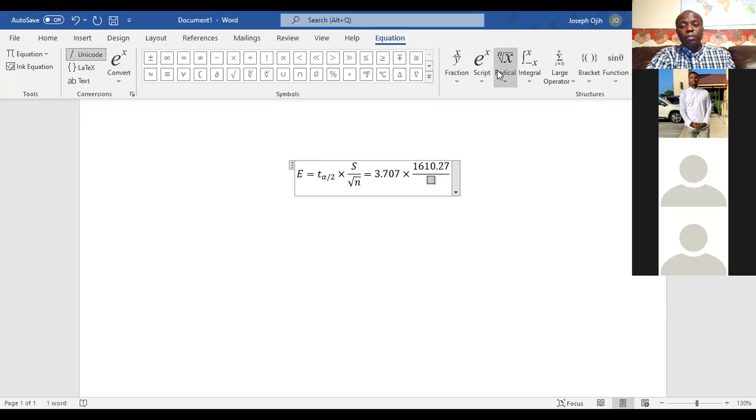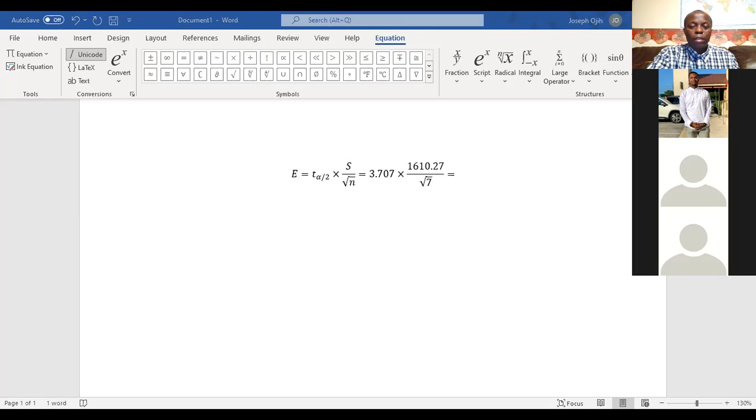n is the sample size of 7. This gives us this. Let me write it down. We can go and calculate it. 3.707 times 1610.27 over square root of 7. Okay, so let me put this in.